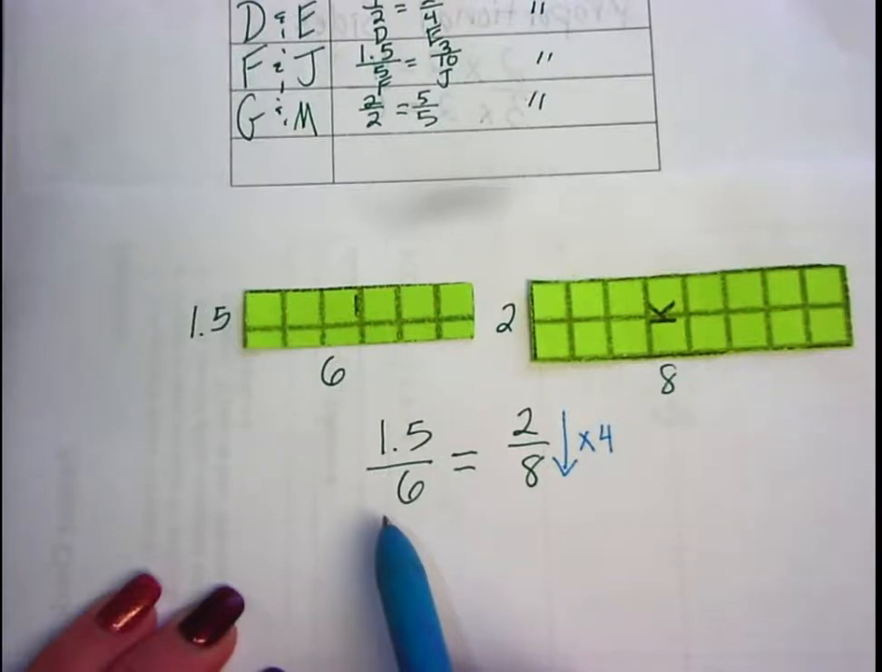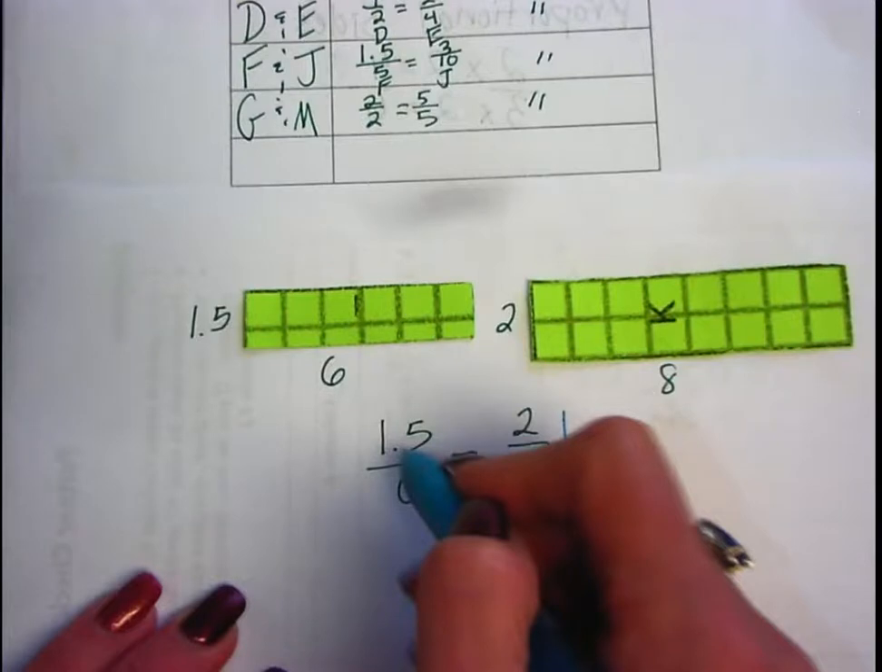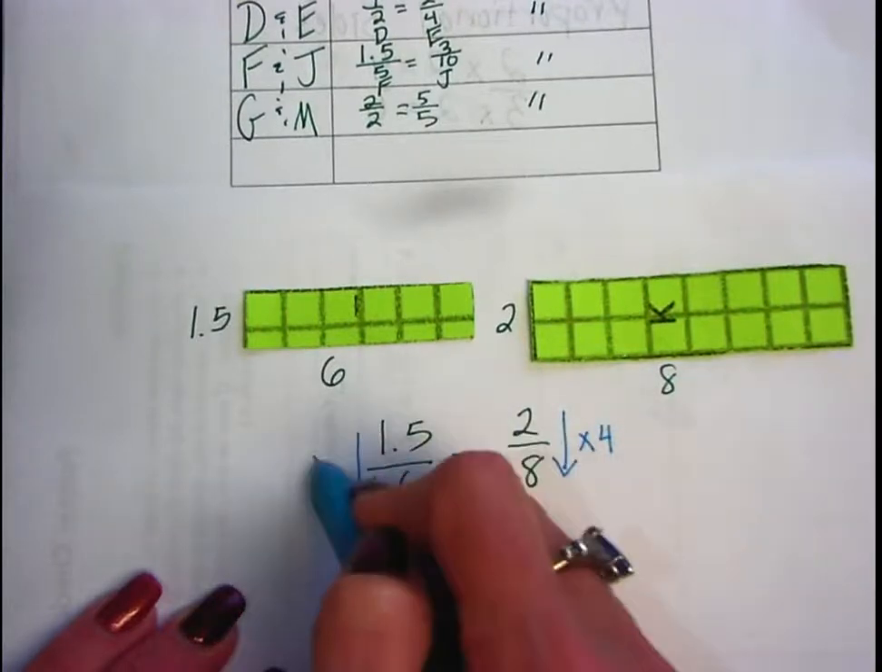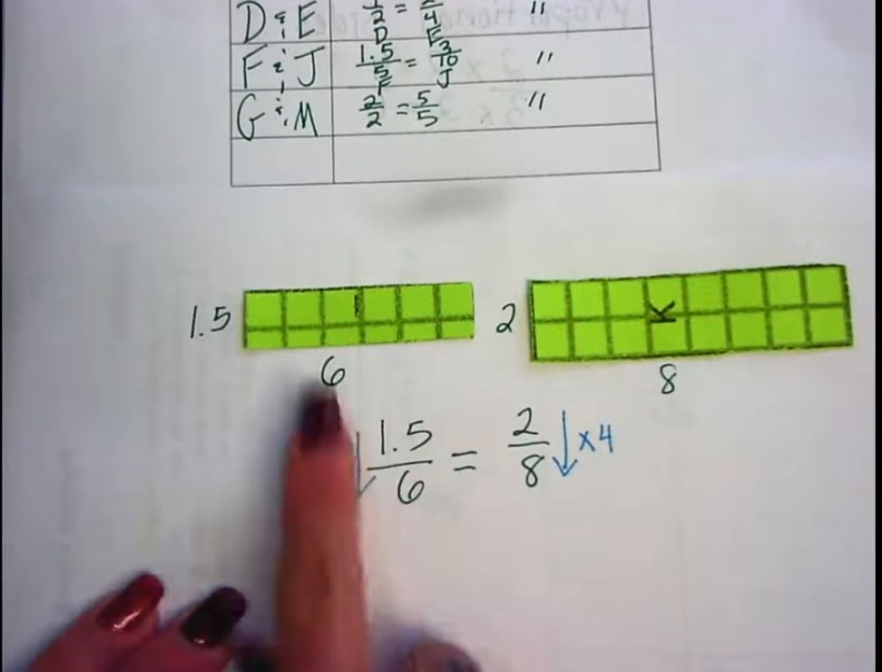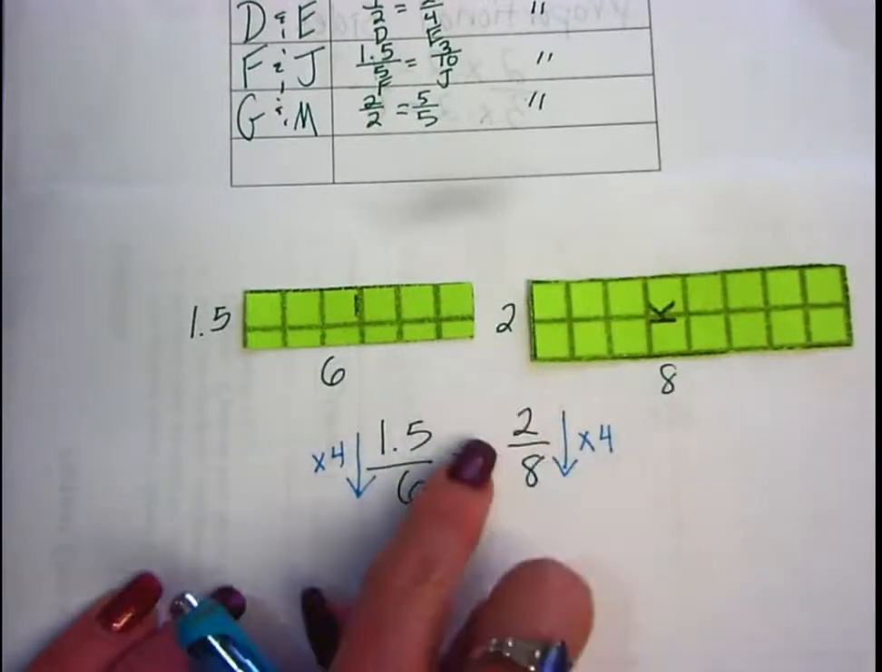What's 1 times 4? 4. And then what's 1/2 times 4? What's half of 4? 2. And what's 4 plus 2? 6. So if I multiply 1.5 times 4, and if you try it on your calculator, you're going to see that you get 6. So these two shapes go together.